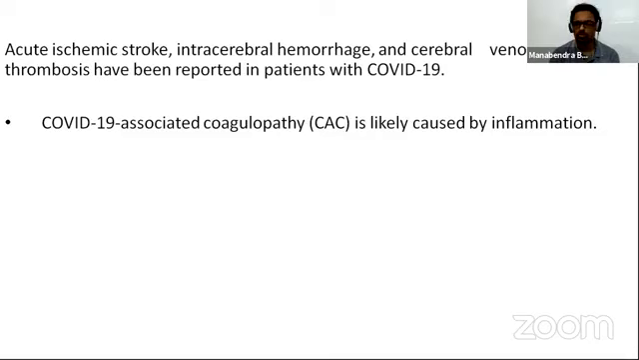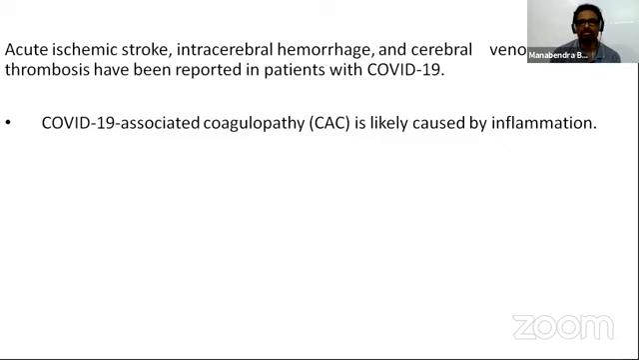We cannot say that this stroke is 100% due to SARS-CoV-2. There are different factors, but more specifically, some pathologies can be triggered by the stroke due to coronavirus. The interesting thing is that COVID-19 associated coagulopathy is likely caused by inflammatory mediators and coagulation cascade activation, as I mentioned earlier.